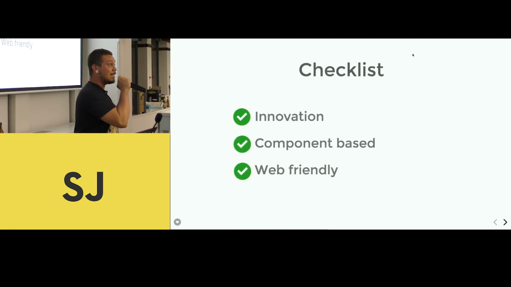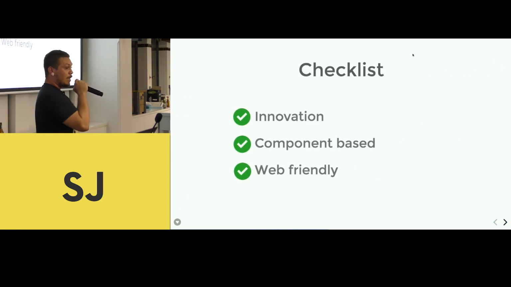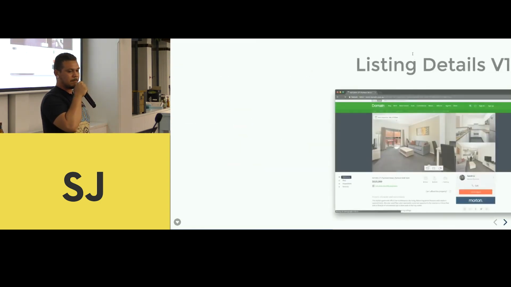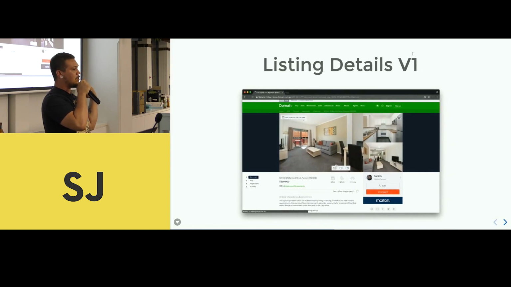Cool. And let's go back to our checklist again. As I said before, the first idea was, okay, we need to come up with innovation. With that, we came up with the idea of an application that is component-based and should be web-friendly. We already took all those options, and we came up with listing details page version 1. As you guys can see, it's the same version that we had before. No updates in the UI, no updates in the user interaction or the user journey. We migrated.